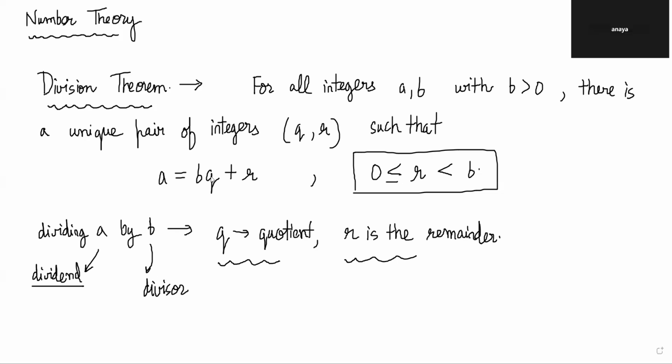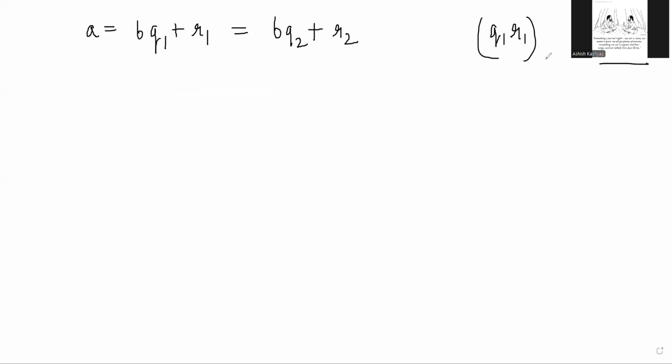And also, there is always a unique pair of integers q and r. So that means there is only one way to divide a by b. You will not get two integers q and r and some other pair of integers which will also be satisfying this condition, right? So what that means is, if I say something like this, a is equal to bq1 plus r1, and let's say bq2 plus r2, I'm right now saying that q1 and r1 is one pair and q2 and r2 is another pair. This is not possible.